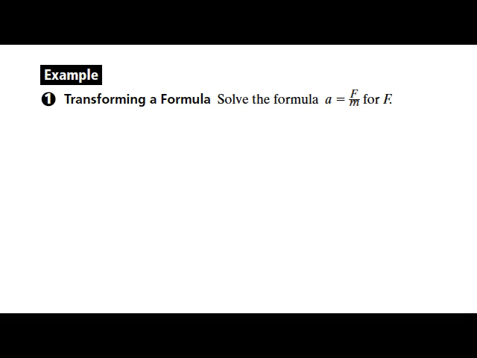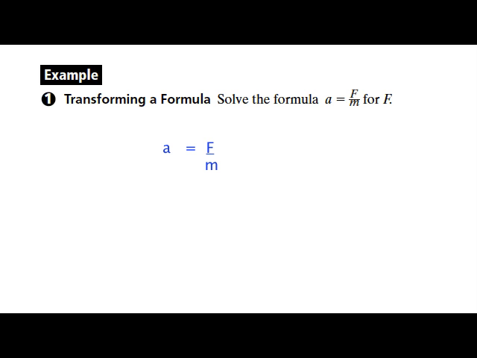For example number 1, transforming a formula. Solve the formula A equals F over M for F. So our goal is to get F all by itself on one side of the equation. So we write our equation down. A equals F over M.